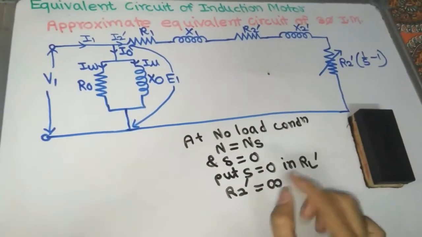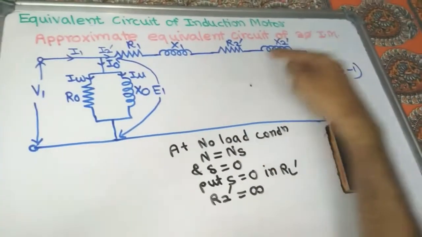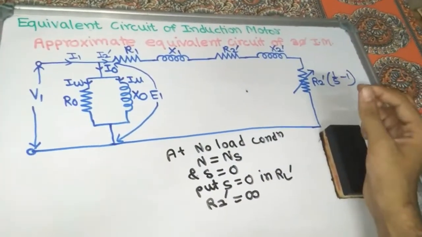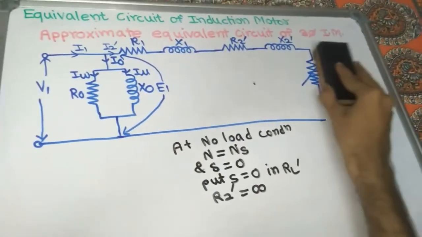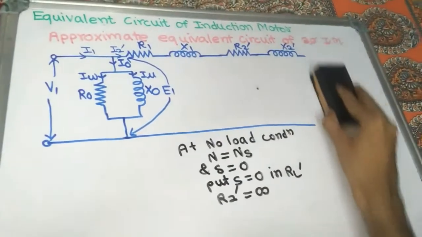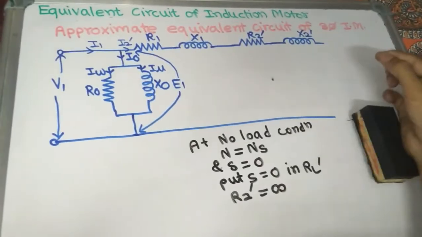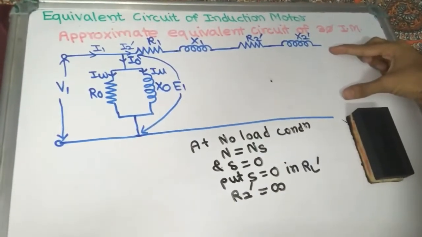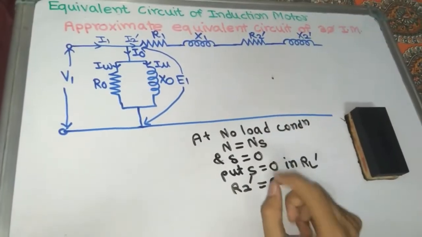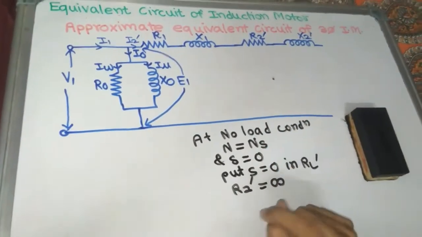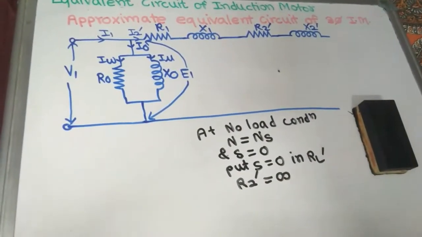So at no load condition, if R2 dash is treated as infinity, it means no current is flowing through this electrical equivalent of mechanical load. At that time this load is open circuited, which means this winding is open circuit, so we can say that the secondary is treated as an open circuit. When at no load condition, N equal to Ns, S equal to 0, R2 dash tends to infinity.